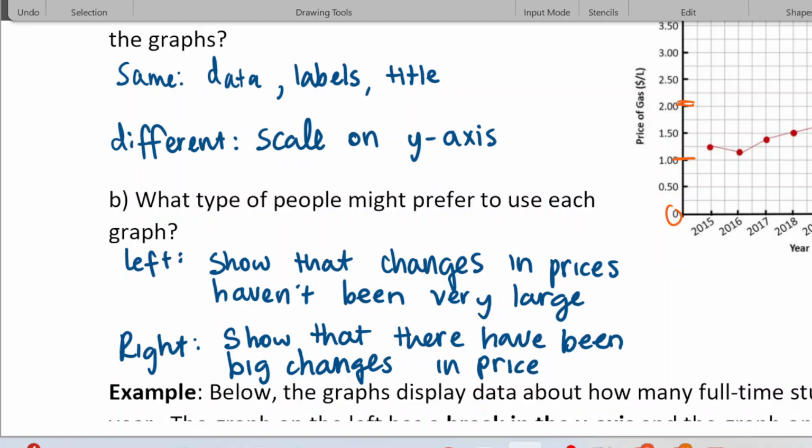So by squishing your data into a small section of the grid, you kind of downplay any changes in the data because they're just hard to see when you're squishing it all into a few grid lines.